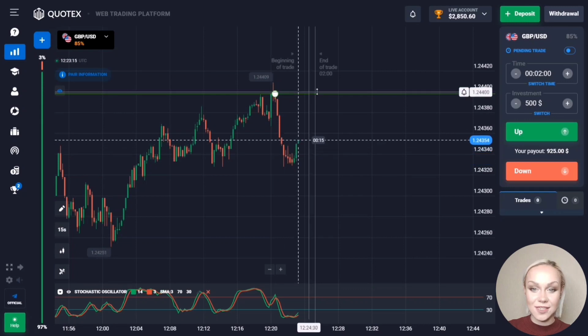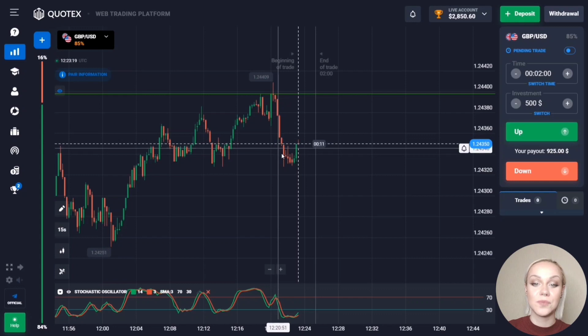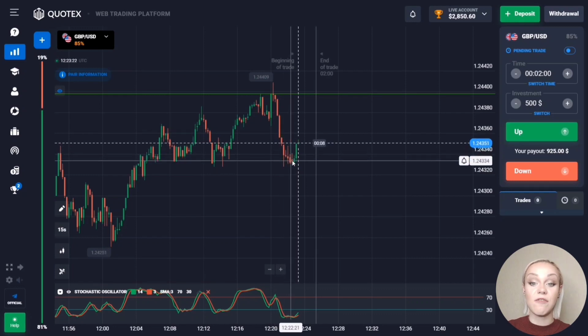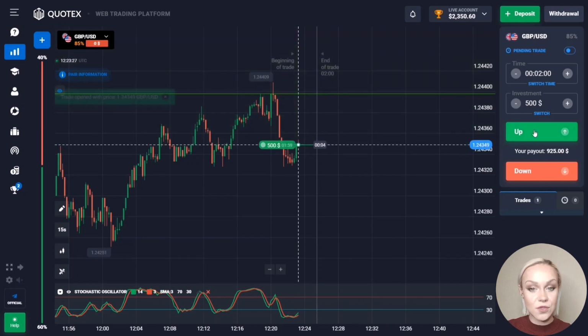Here we have the level of resistance. We see that after touching the level, there was a pullback down and the price stopped moving. At the moment, there is a reversal and the price is moving up. Here I propose to open a trade for a rise for 2 minutes.